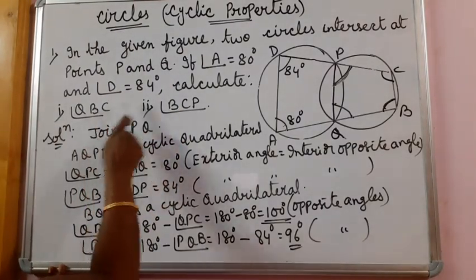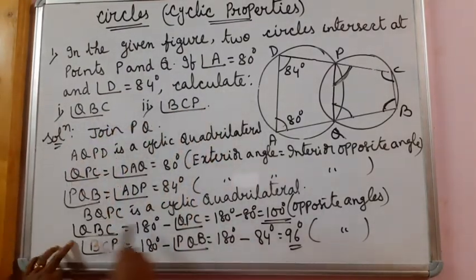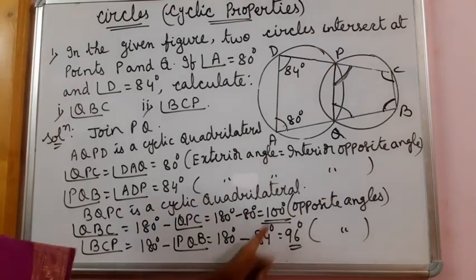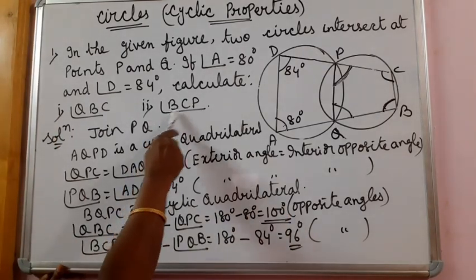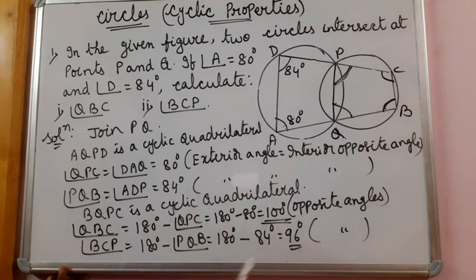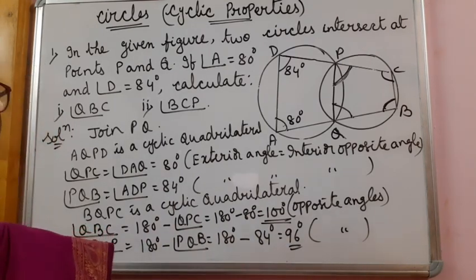So in this particular question, we had to calculate angle QBC, which we got as 100 degrees, and angle BCP, which we got as 96 degrees. I hope you understood.